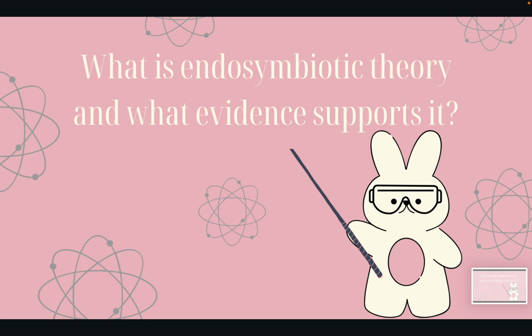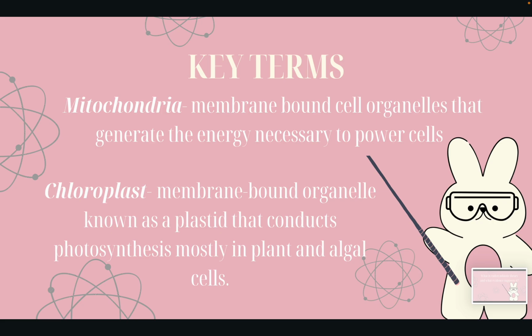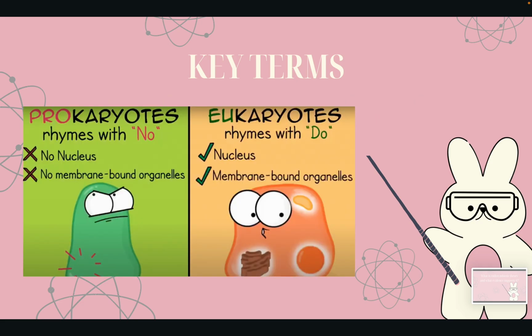Theory and what evidence supports it. Some key terms to remember are mitochondria, membrane-bound cell organelles that generate the energy necessary to power cells. Chloroplast, a membrane-bound organelle known as a plastid that conducts photosynthesis mostly in plant and algal cells. Other key terms to remember are prokaryotes and eukaryotes. Prokaryotes have no nucleus and no membrane-bound organelles, while eukaryotes have a nucleus and membrane-bound organelles.